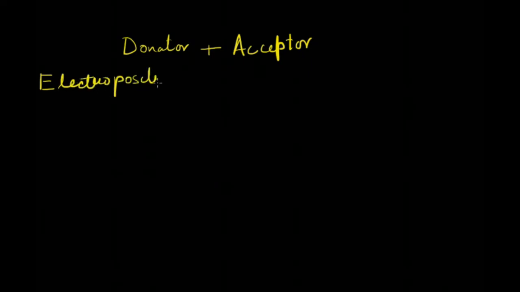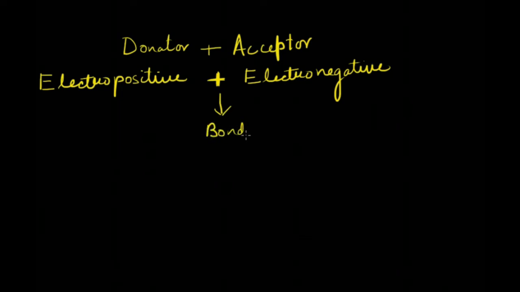Now if there is no donator, what would an acceptor do? Therefore donators always stay with acceptors. In the same way, electropositive elements always stay with electronegative elements. By stay here, I mean they form a bond with each other. Therefore electronegative elements gain electrons lost by electropositive elements. So you see there is a transfer of electrons, and therefore this bonding is called a chemical bond, because we already discussed that chemical bonding requires transfer of electrons.